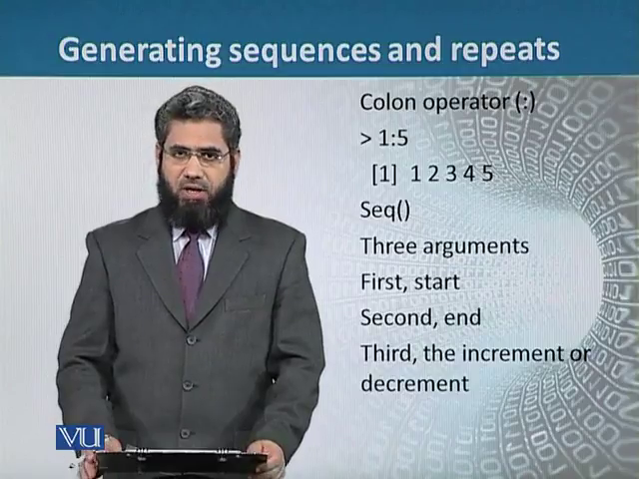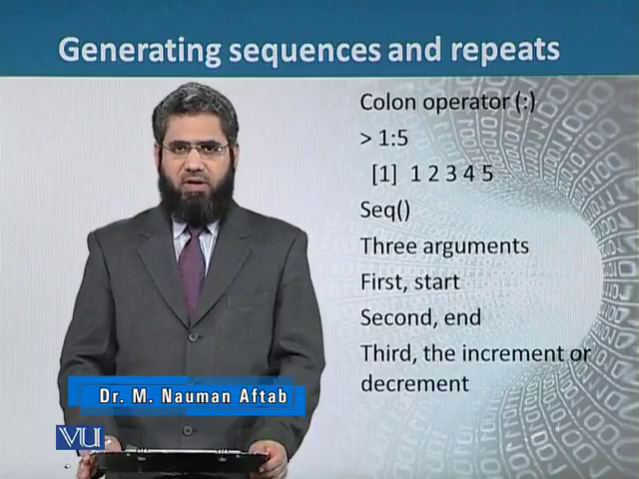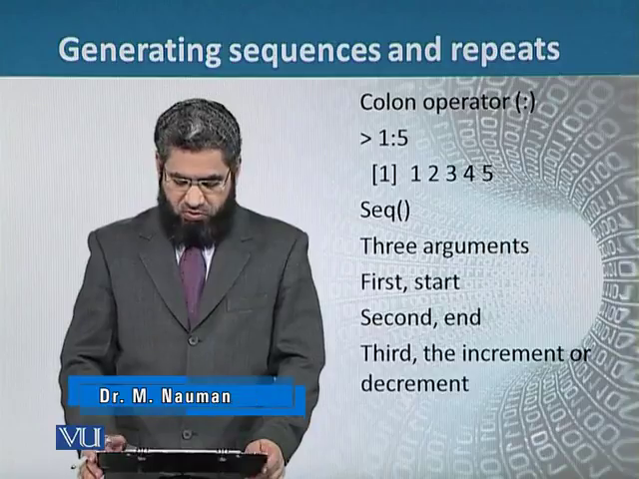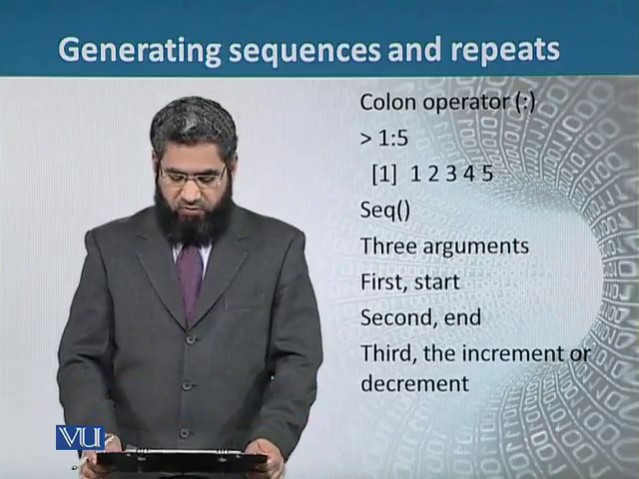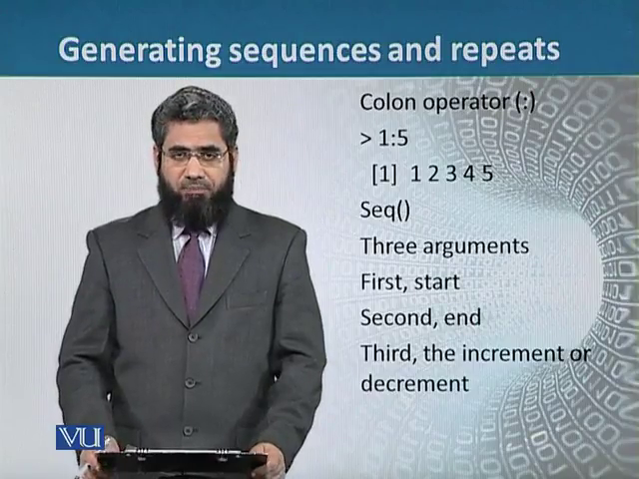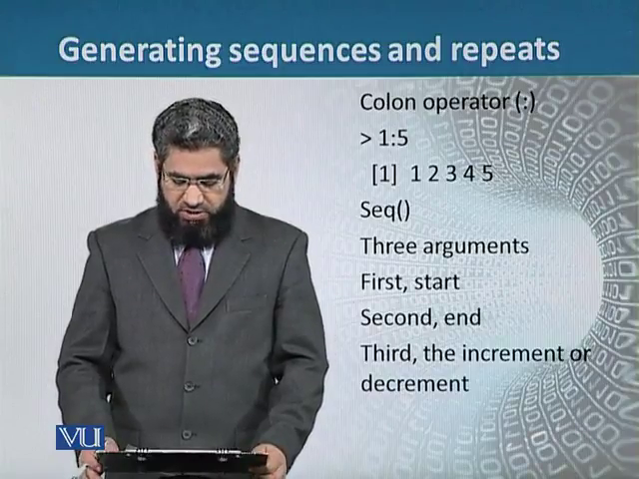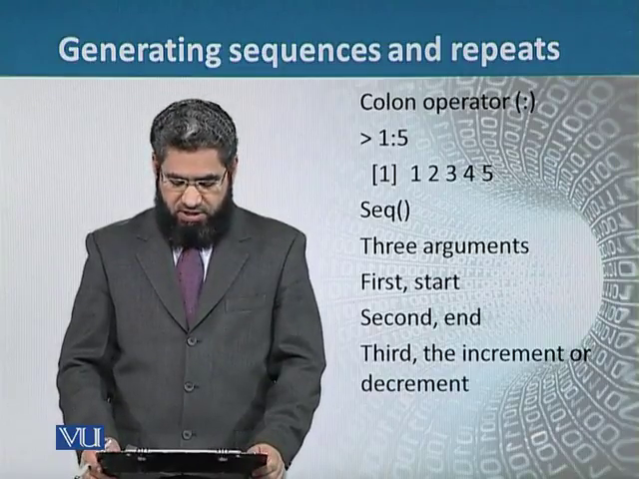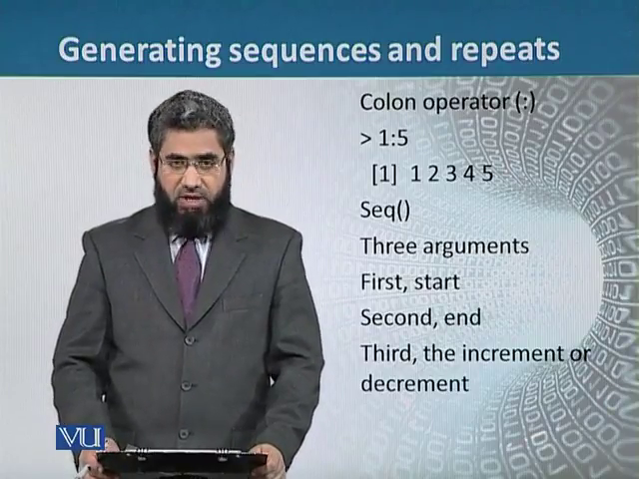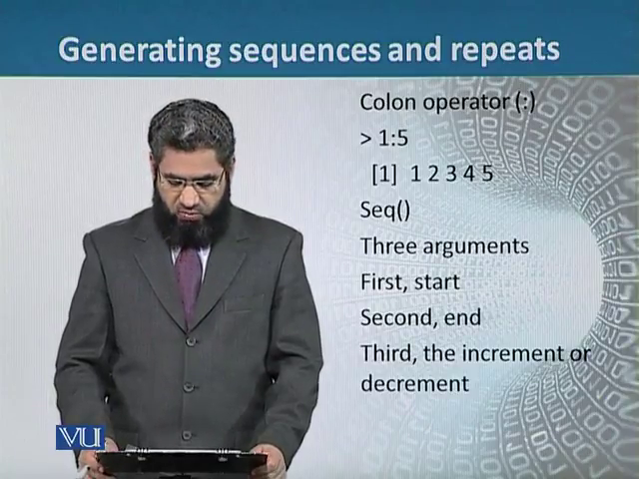It means we are generating numbers that start from 1 and end at 5, and in between there are 2, 3 and 4. So in total we'll get 1, 2, 3, 4 and 5. If we want to get more complex sequences, then we have to use the command seq and then parenthesis. If we use seq, we have to give three arguments.